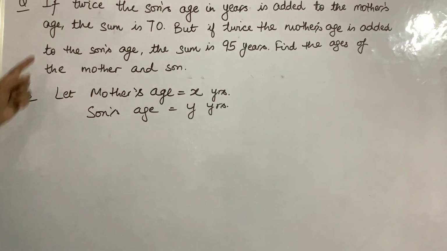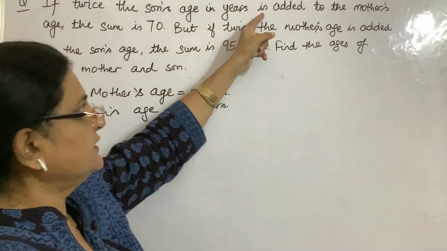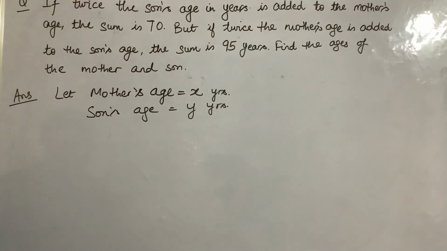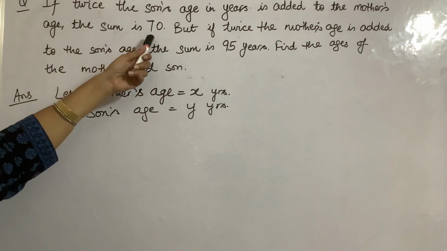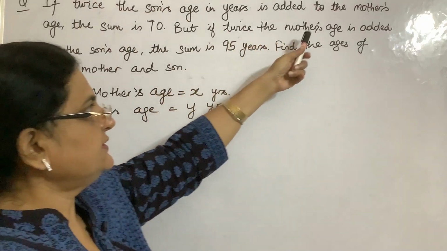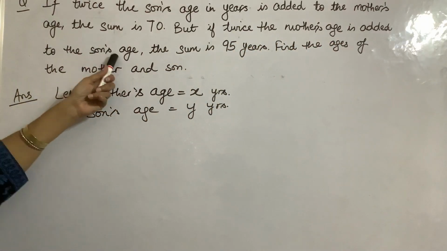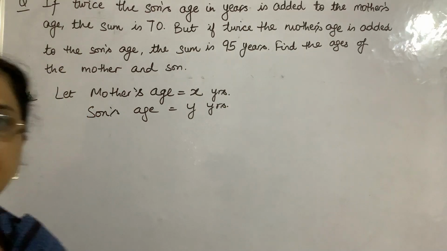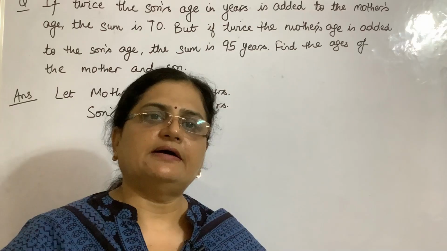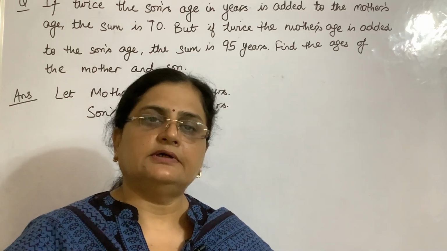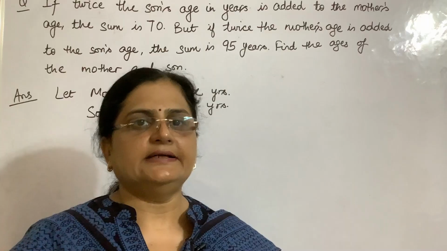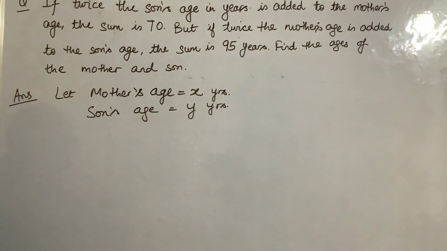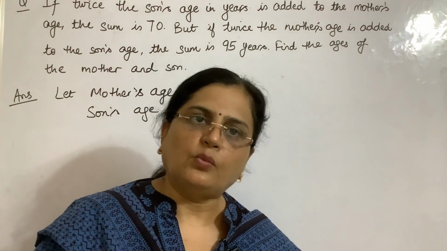The next question says, if twice the son's age in years is added to the mother's age, the sum is 70. But if twice the mother's age is added to son's age, the sum is 95. Find the ages of the mother and the son. So you can very clearly understand that you have to find two variables. First is the age of the mother and second is the age of the son. So let the mother's age be X years and the son's age be Y years.